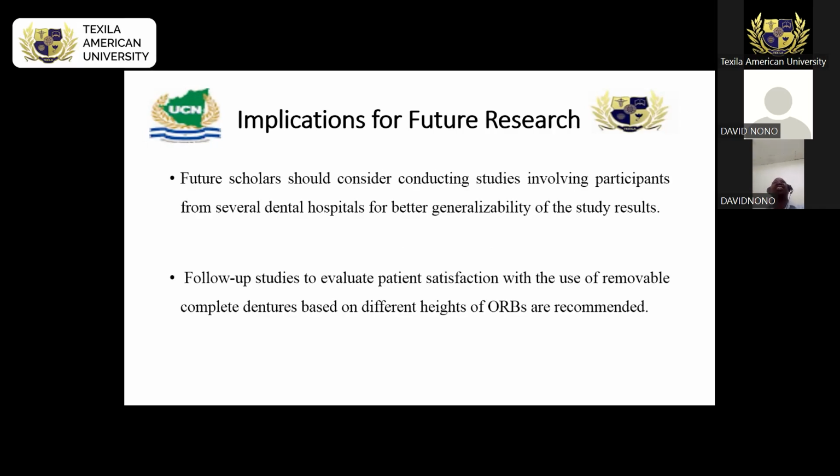Now, future research. We should be looking at how to involve patients in several dental hospitals. We did it at Makerere. Now we need to go to other areas within the country. So that could be my postdoc study. And then follow up to evaluate patient satisfaction. We did it on around 25 patients, and clinicians were very happy. I published it, but now we want it on a bigger scale. Can I do both in the whole country to see that in Uganda we get the right height?